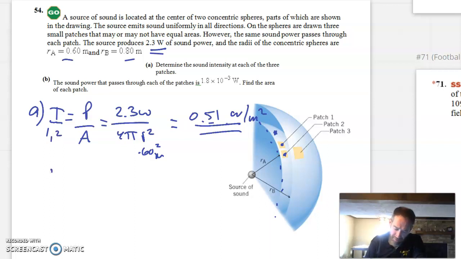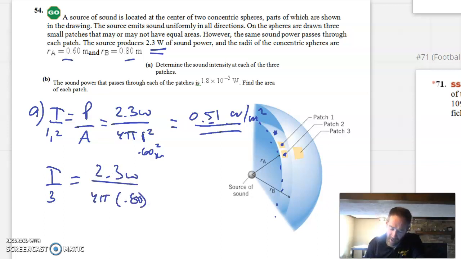For patch 3, it's farther away. And so the peanut butter is spread out thinner out there. And so when I do 2.3 watts and I divide by this area, I'm going to get a smaller number because I'm spread out over a much larger area. And if I go ahead and run those numbers, I get 0.29 watts per square meter. It's less intense out there, and you know that from your experience. The farther away from the source you are, the quieter it's going to be.